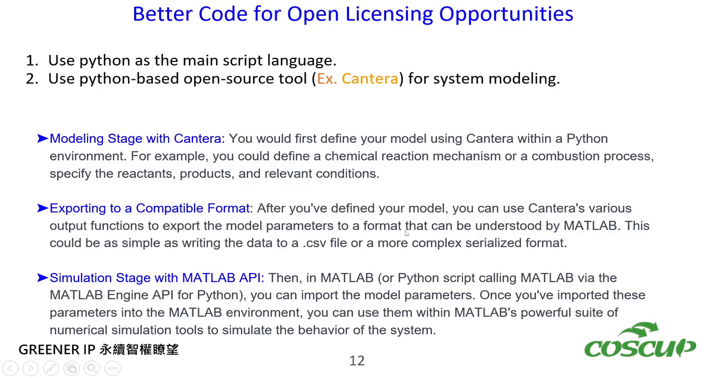So now I want to talk about a better code writing way for open licensing opportunities. First of all, use Python as the main script language while calling MATLAB functions via the MATLAB engine API. It's better than writing your main script in MATLAB and calling the Python libraries. And number two, you can use some Python-based open source tool for system modeling, such as Cantera.